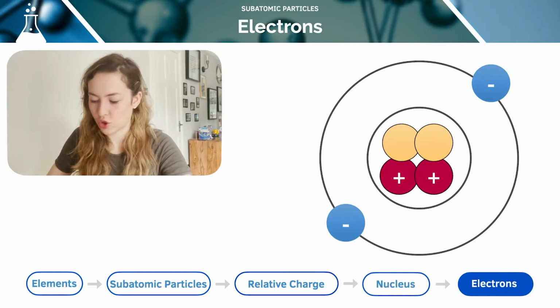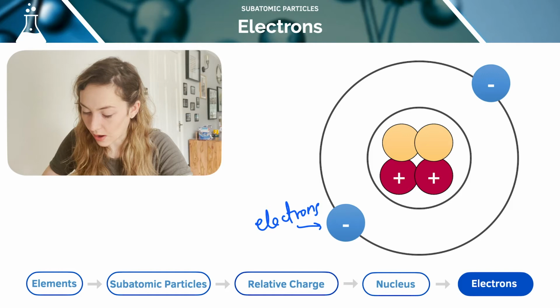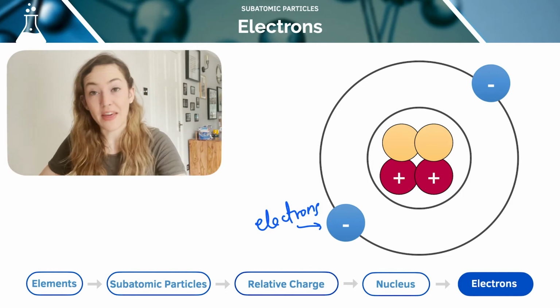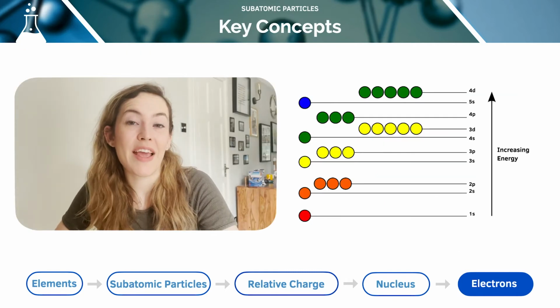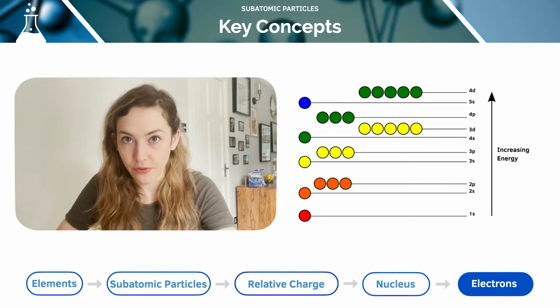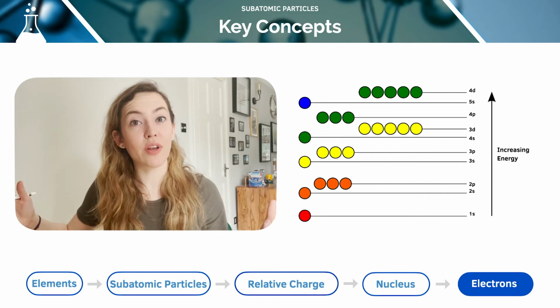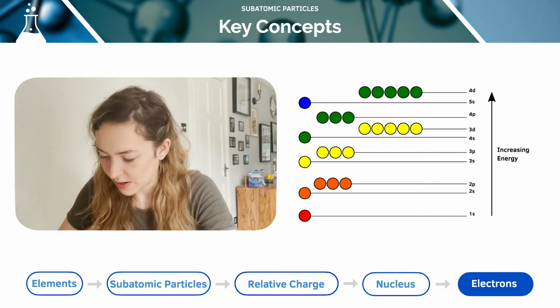So where are the electrons then? Well, they orbit on the outside. They're found in orbitals on the outside, and they surround the nucleus effectively. These electrons are really interesting. They give elements a lot of their reactive properties. The idea is that they have different energy levels, so depending on how distant they are from the nucleus, that represents a different energy level.